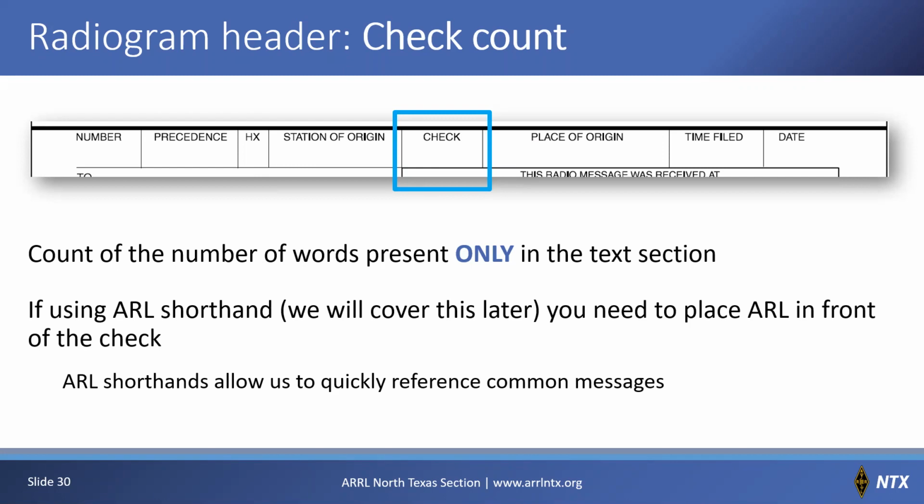There are some shorthands that we can use for the more common messages, and I'll go over that in a bit. But just know for now that if you use one or more shorthands in the text, we put a flag here in the check. So instead of 1, 2, it would be ARRL 1, 2, Alpha Romeo Lima 1, 2. It's just a heads up that we've got some of these shorthands in the message itself.